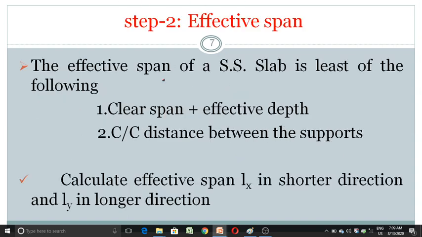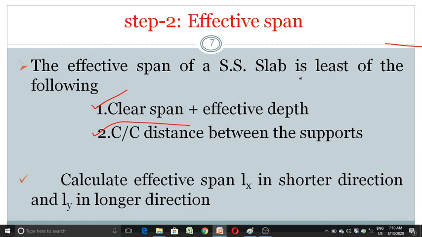Right. The next step would be the effective span. You know how to calculate the effective span? As we are designing a simply supported slab, as per IS 456-2000 there are two criteria given. Criteria 1 is the clear span plus effective depth, and criteria 2 is the center to center distance between the supports. The least of these two values will be considered as your effective span. This can be calculated in the x direction as well as in the y direction.